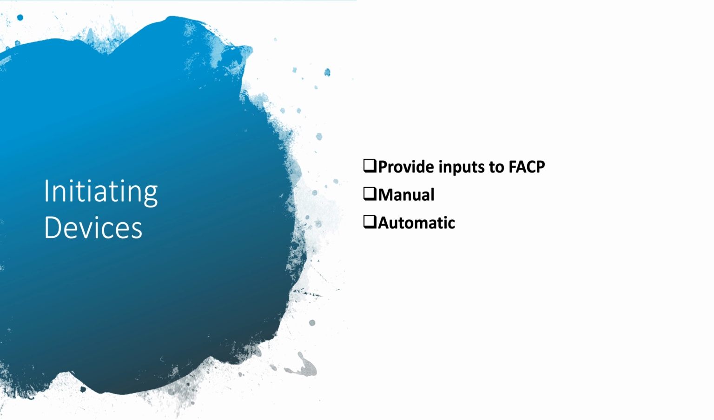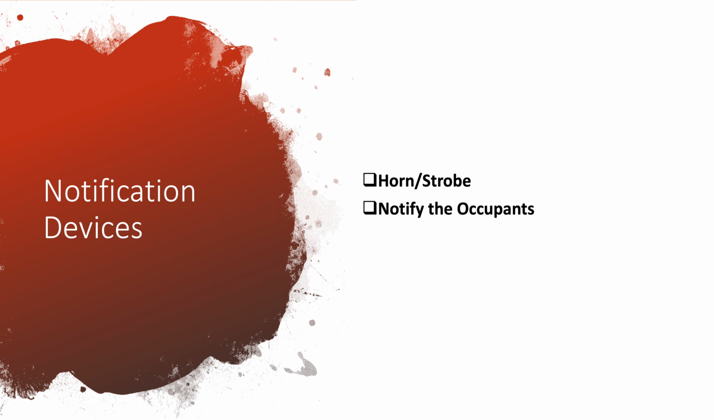Then we come to the notification devices. What are notification devices? As the name suggests, they notify the occupants. They tell the occupants that there's a fire, so you must leave the building or take whatever action is necessary, such as flashing lights, strobes, horns. They usually take the energy from the control panel itself to inform the occupants. And these devices take energy, so you must always have power, either primary or secondary. So they must have two powers for this.